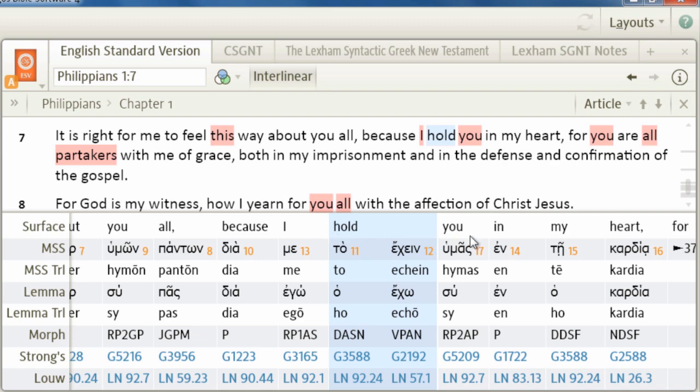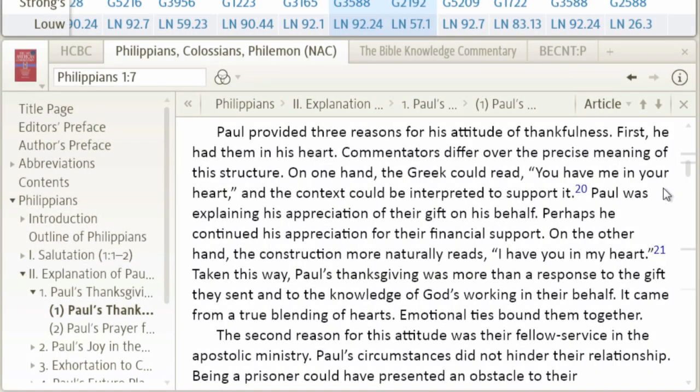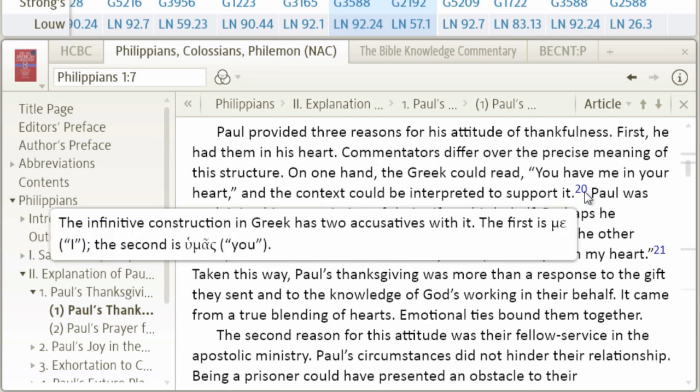And now I want to show you how you can begin to dialogue with commentaries. There's some discussion about the different translations of this verse. And the commentator notes, the Greek could read, you have me in your heart, which is what we saw in the NRSV. And it even notes that the context could support that interpretation. But the commentator also notes that on the other hand, the construction more naturally reads, I have you in my heart. And you notice there's some footnotes, and these footnotes typically refer to technical discussion or citations to other works.